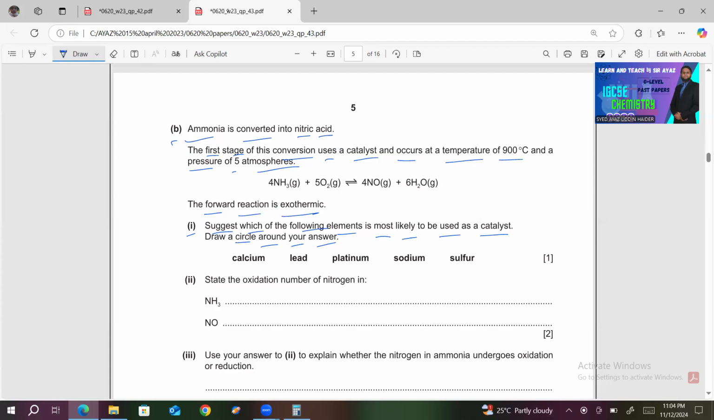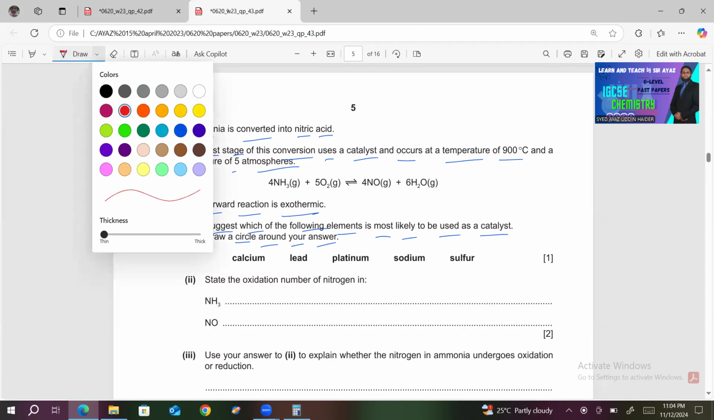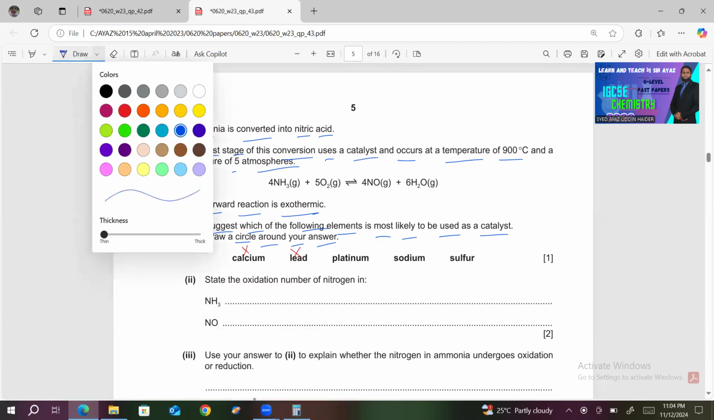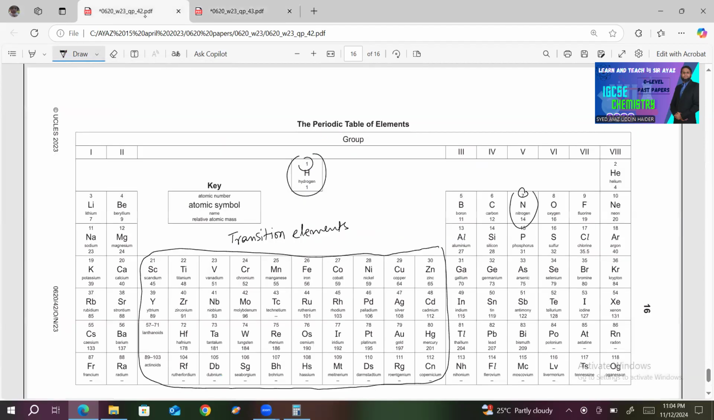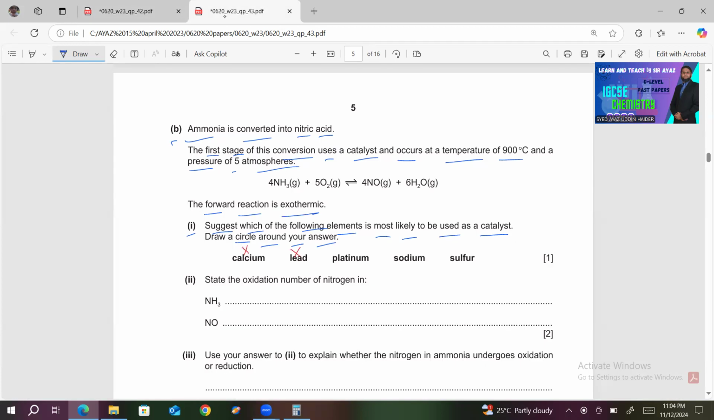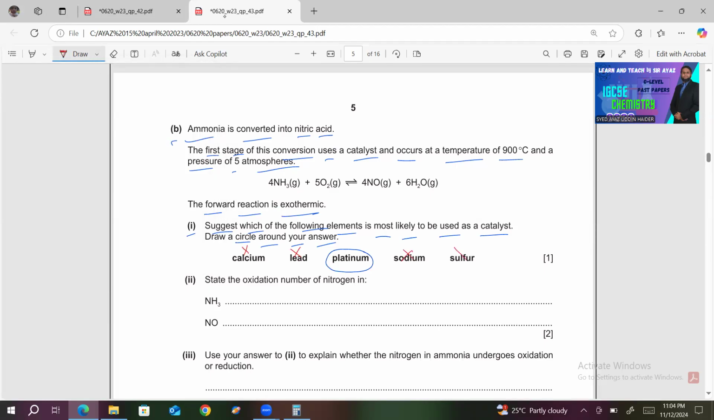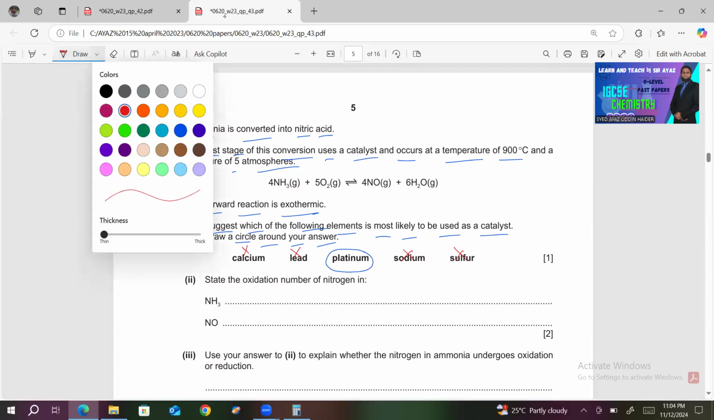You have elements from other groups, like calcium, which belongs to group 2. It can't be used as a catalyst here. Lead belongs to group 4, so it can't be used as a catalyst here. Platinum belongs to the transition elements. Here's platinum. So platinum can be used, so I will circle platinum. What about the others? Sodium is in group 1, it can't be used. Sulfur is in group 6, it also can't be used as a catalyst. Continue, moving to the next question.